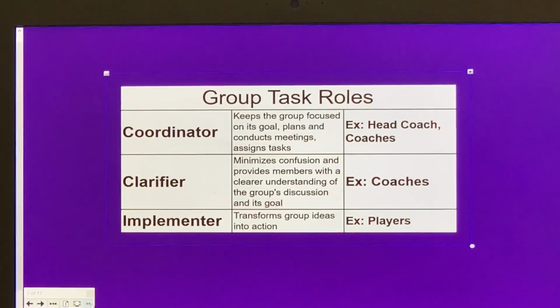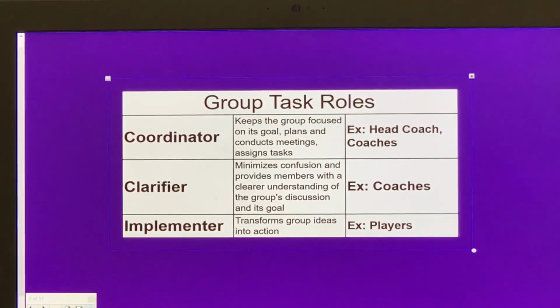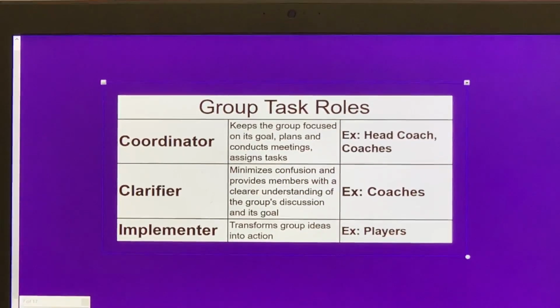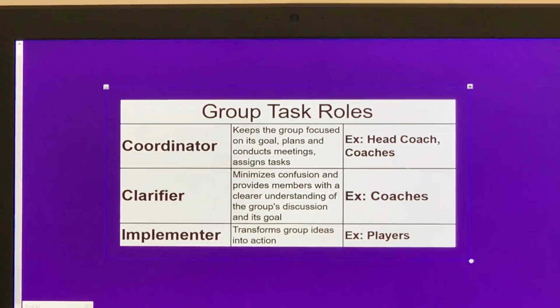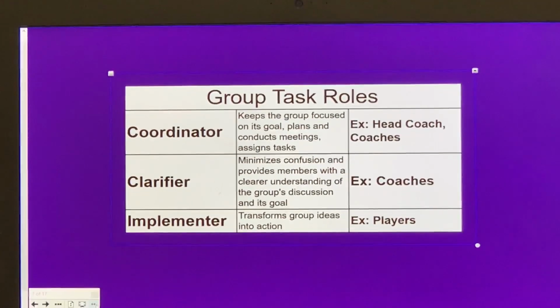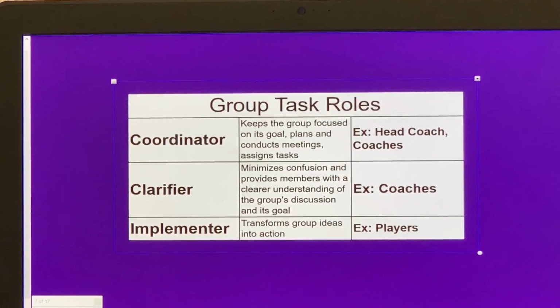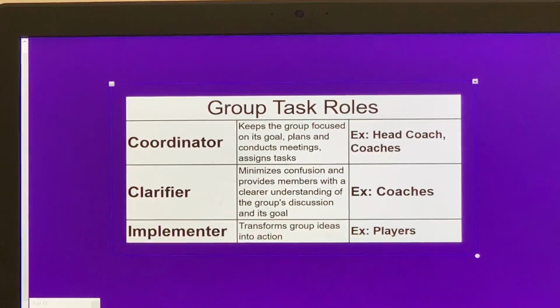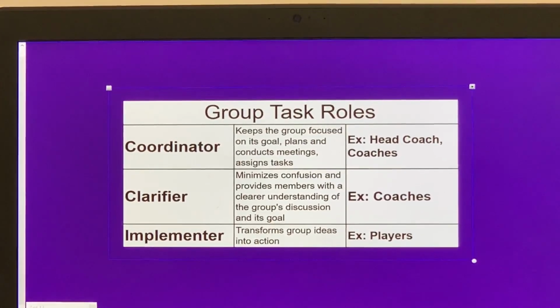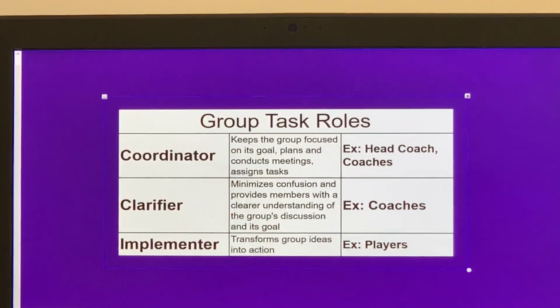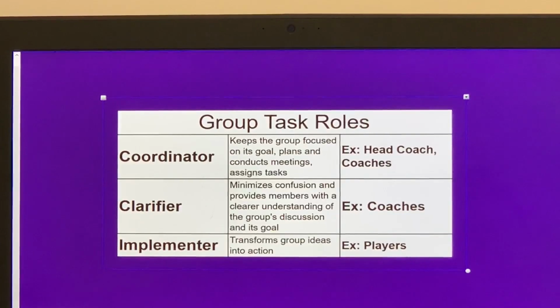The clarifier's job is to minimize confusion and provide members with a clearer understanding of the group's discussions and its goals. Again, an example of this would be the coaches. And the implementer's job is to transform the group's ideas into actions, and this would be the players, since they're the ones actually implementing the schemes that the coaches have.